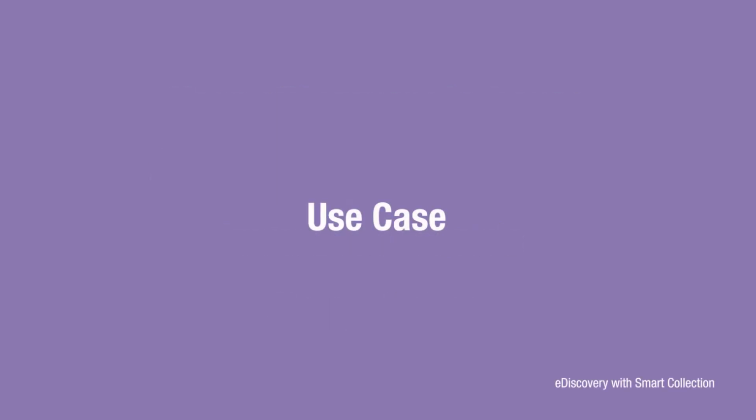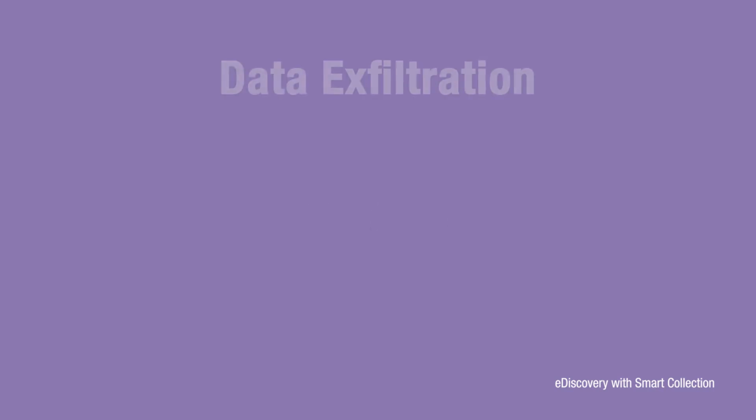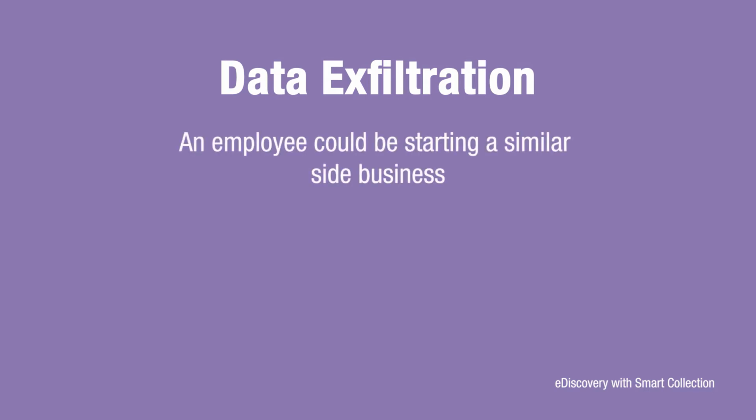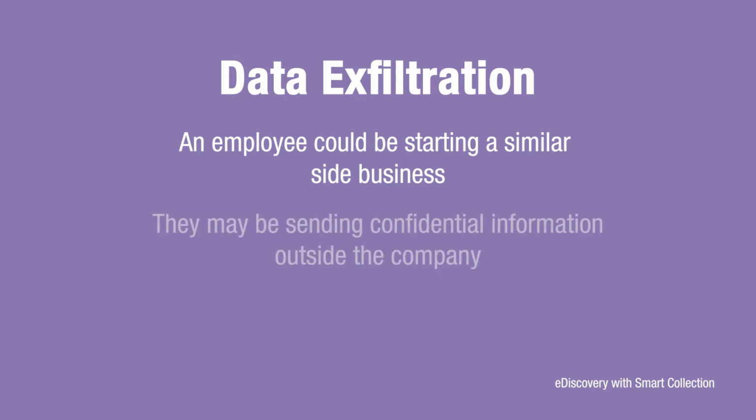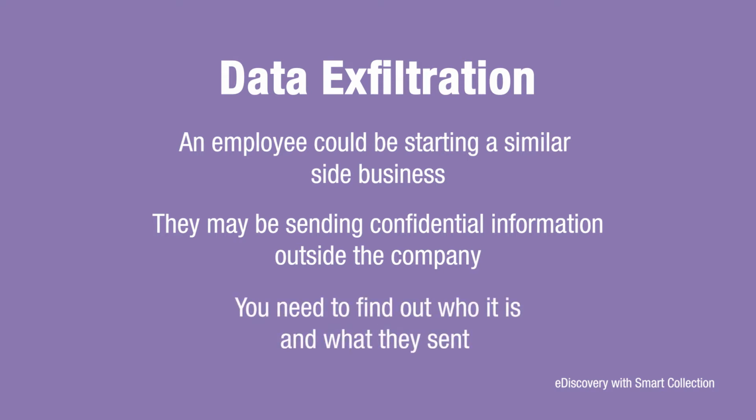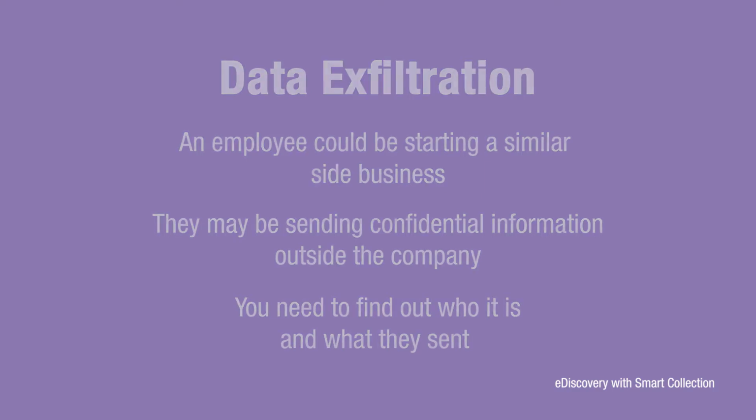Now, let's look at an eDiscovery use case to see NetGovern in action. Let's take the example of data exfiltration. You suspect that one of your employees has started a side business that is way too closely related to your company's bread and butter. You think they've sent confidential intellectual property outside the company. This would warrant not just immediate dismissal, but also a lawsuit. Let's find out who it is and what it is they sent. We'll walk through all the steps.